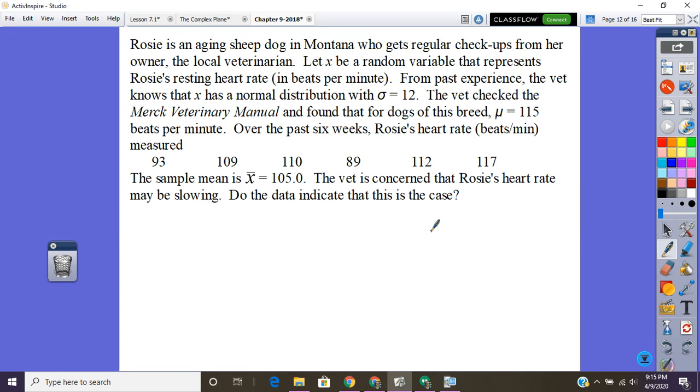Over the past 6 weeks, Rosie's heart rate in beats per minute is measured. The sample mean is 105. The vet is concerned that Rosie's heart rate may be slowing. Do the data indicate that this is the case?